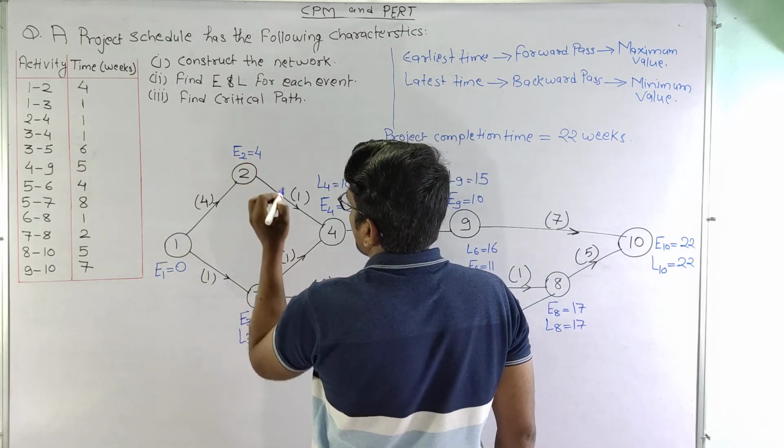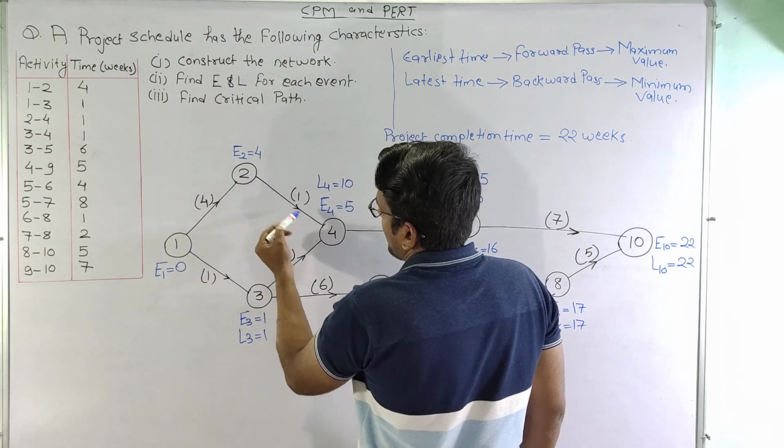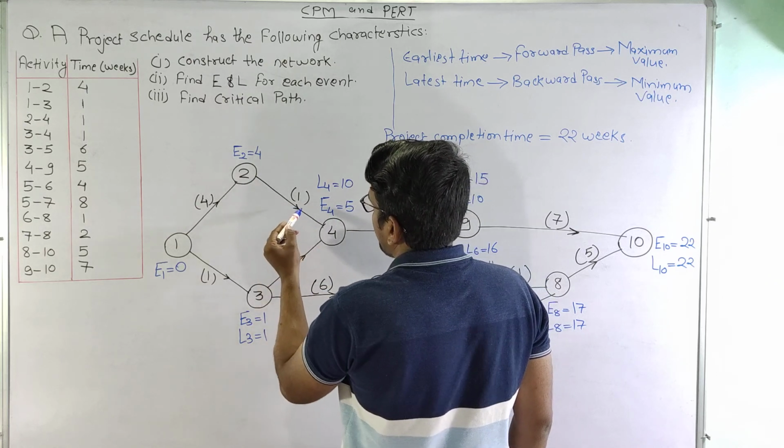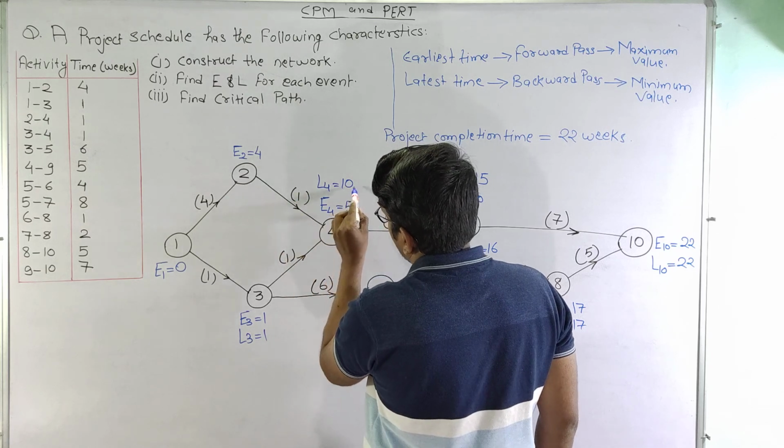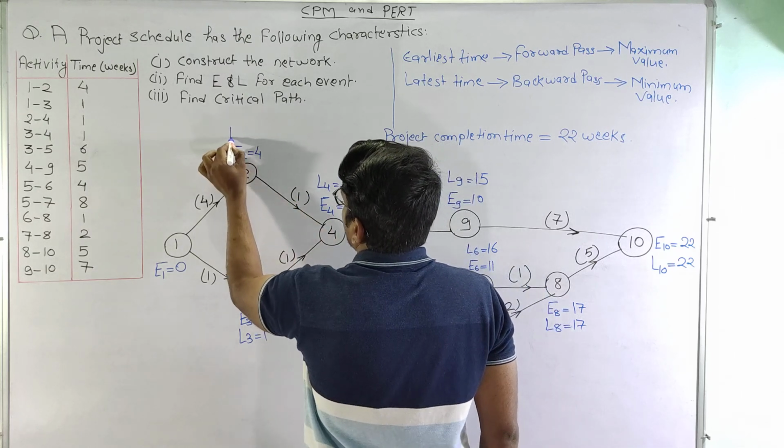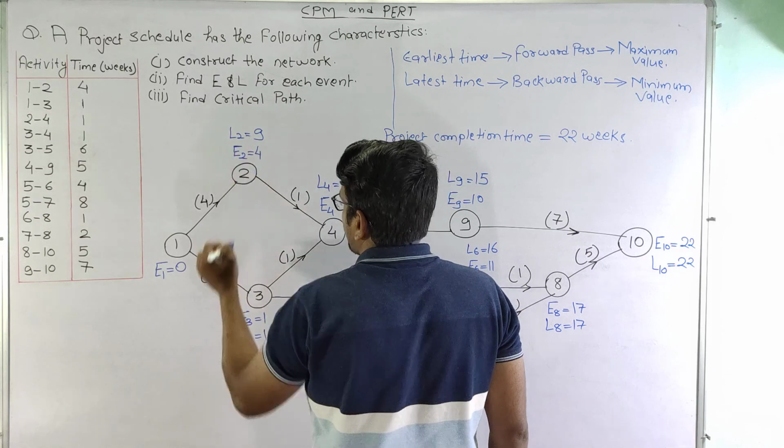Now moving on to node 2, there is a single outgoing arrow here. So again we are going to subtract this value. So this is 10. 10 minus 1 is 9. So L2 is equal to 9.